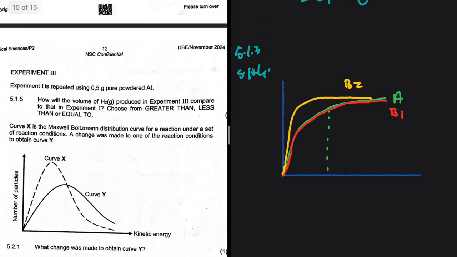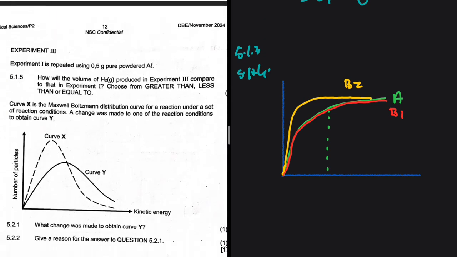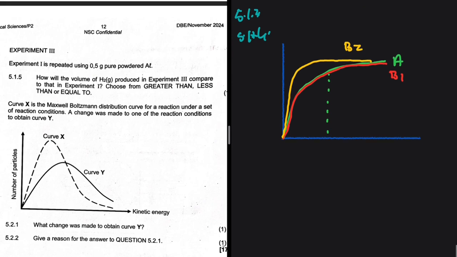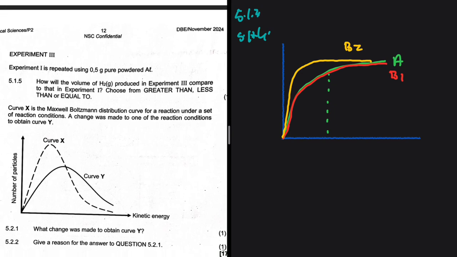5.1.4. Let's take a look at 5.1.5. So experiment 3: Experiment 1 is repeated using 0.5 grams of pure powdered aluminum. Initially we're using a strip, and now it is powdered, right? And then the question 5.1.5: how will the volume of H2 produced in experiment 3 compare to that in experiment 1? Choose from greater than, less than, or equal to.